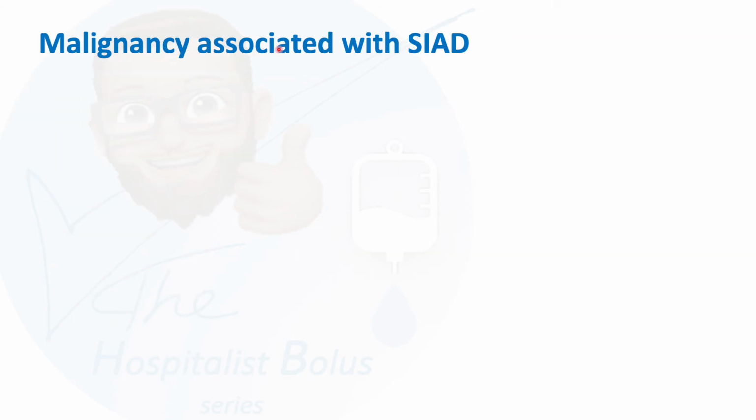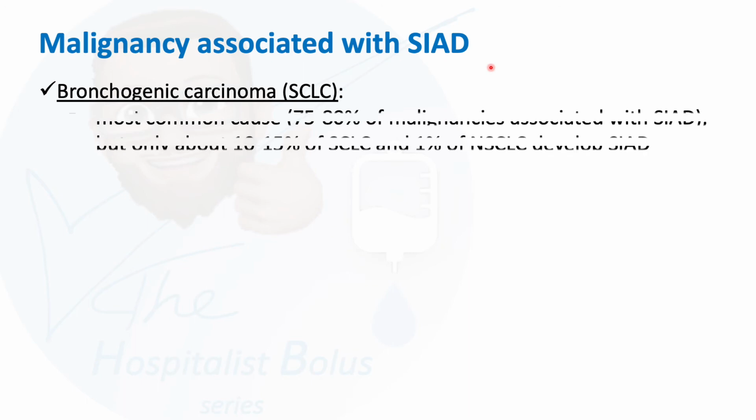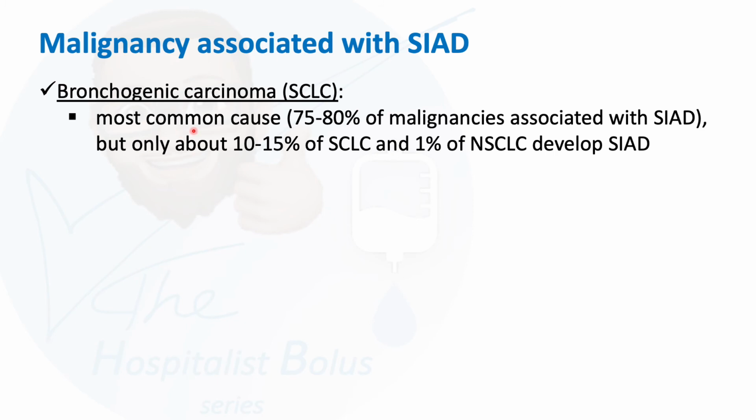So the first category is the malignancy-associated SIAD. The most common one is bronchogenic carcinoma, or small cell lung carcinoma, which is well known to excrete ADH. Some of these cells actually stain positive for ADH, but they might not secrete the ADH. So in other words, the most common malignancy associated with SIAD is lung carcinoma, but not all lung carcinoma patients secrete ADH.